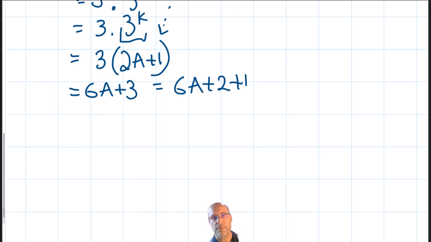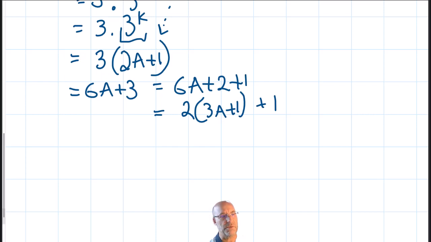So we have 2 outside of 3a plus 1, plus the 1 stays outside, which is a strategy we've done with some of our direct proofs. So it's an inductive proof that's using some elements of the direct proof. Now 3a plus 1, wait on, I've got to do one more thing first.